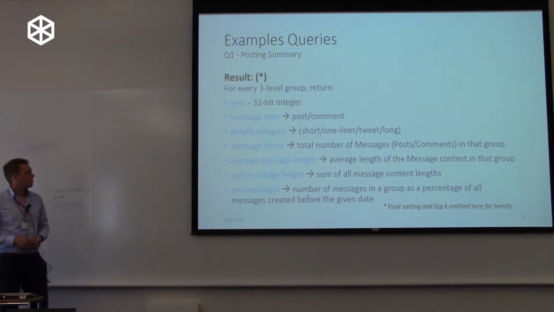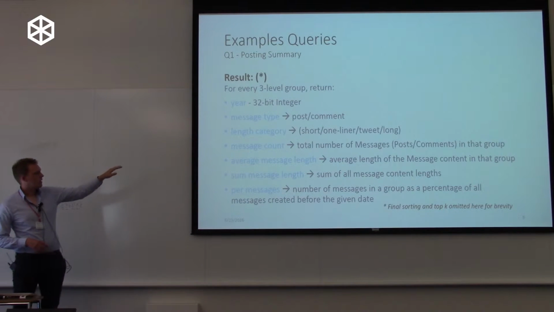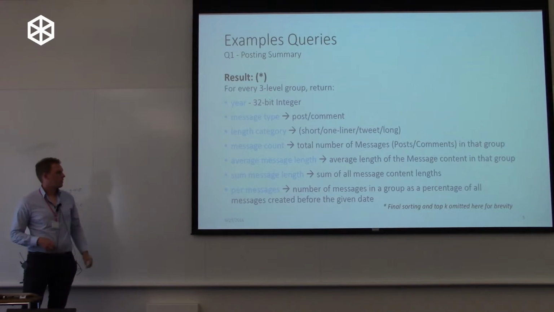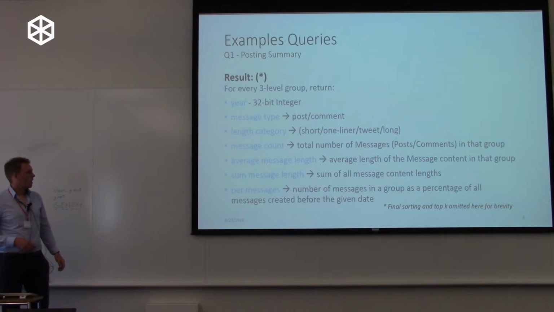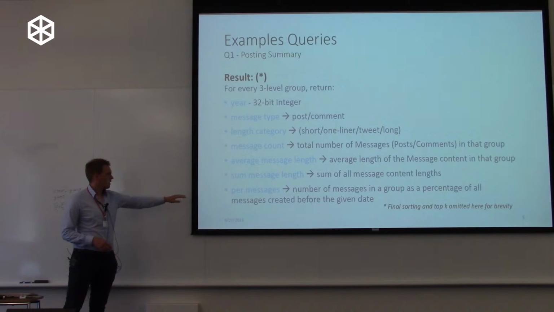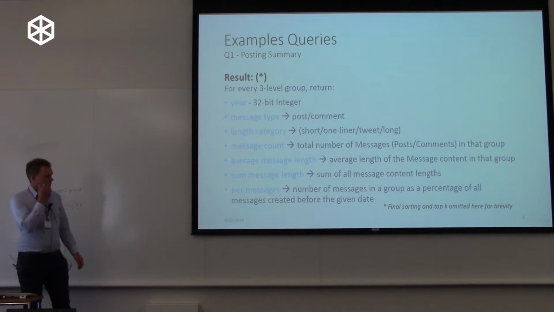What we return for this 3-level grouping is the year, the message type, and the length, where we have 4 different types for the length of the messages, and also 3 results from aggregations: a simple count, an average and a sum, and then a fraction of that. For the sake of brevity, I omitted here the sorting and also the top k. Usually we limit the number of results to 100.